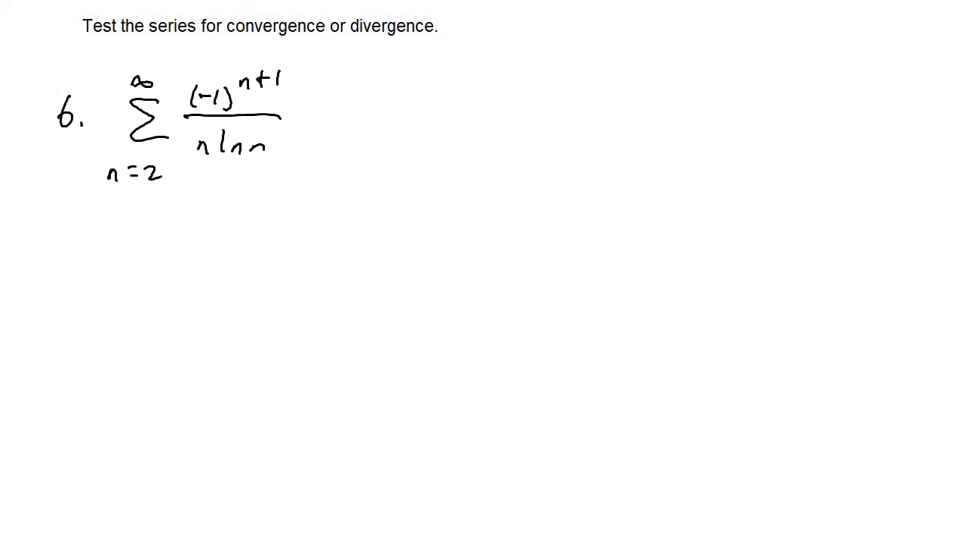Now for number 6, we have the series from n equals 2 to infinity of negative 1 to the n plus 1 over n times the natural log of n. So realize in this case we do have an alternator here, negative 1 to the n plus 1 power. So it's a pretty good idea to use the alternating series test.